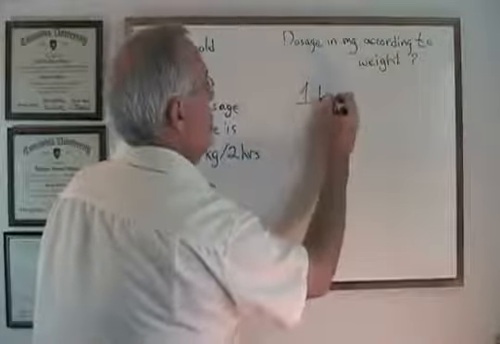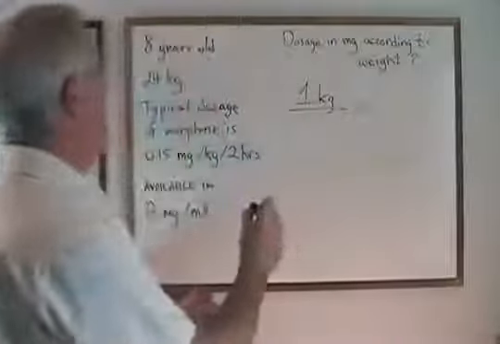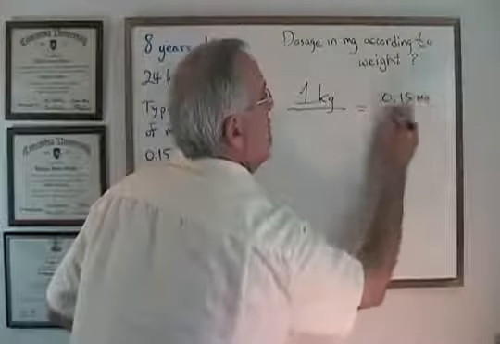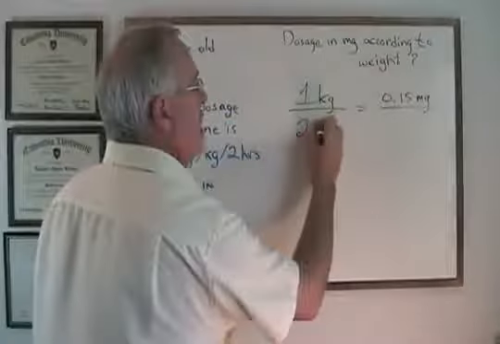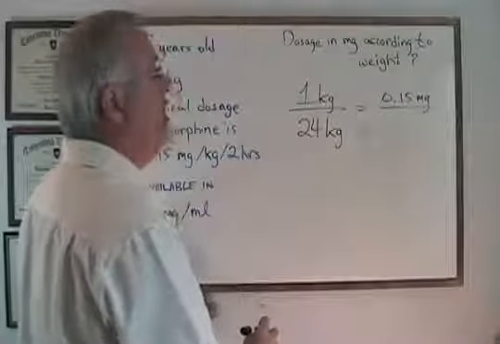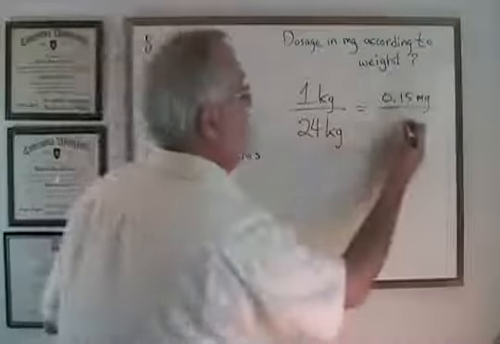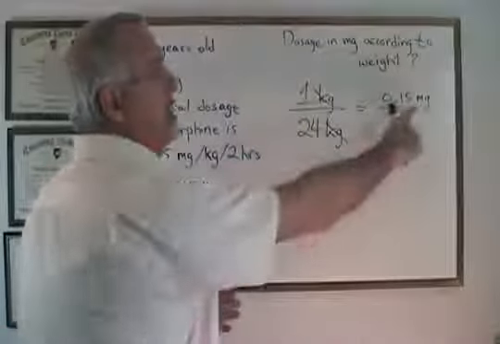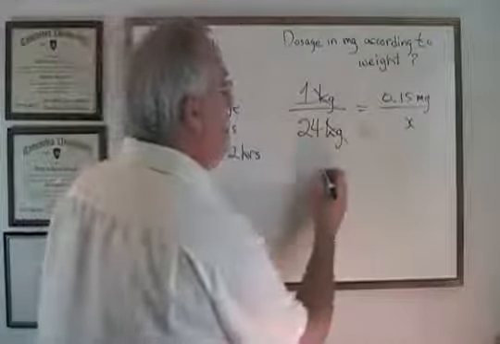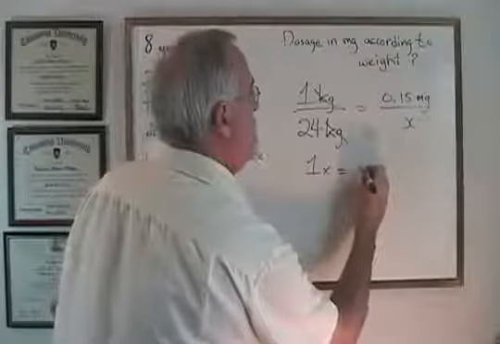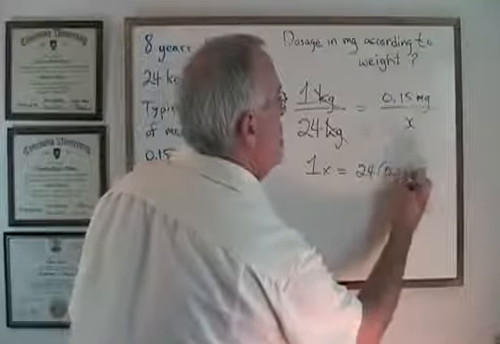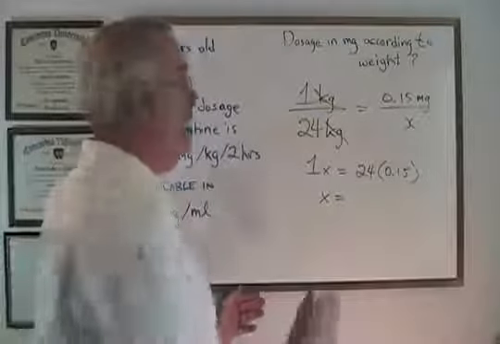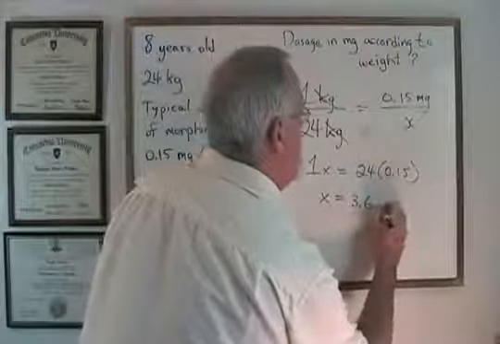1 kilogram requires 0.15 milligrams. So if we have 24 kilograms, how many milligrams of the medication do we need? The kilograms cancels on the left side, which means our answer is going to be in milligrams. Cross multiplying, 1x equals 24 times 0.15. X is therefore equal to 24 times 0.15, which is 3.6 milligrams.